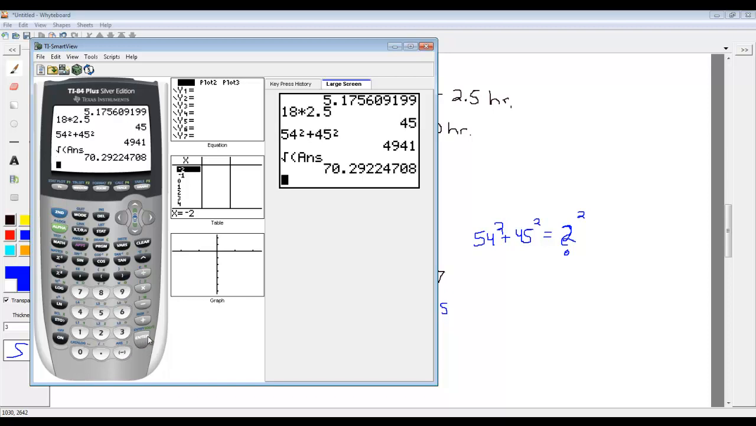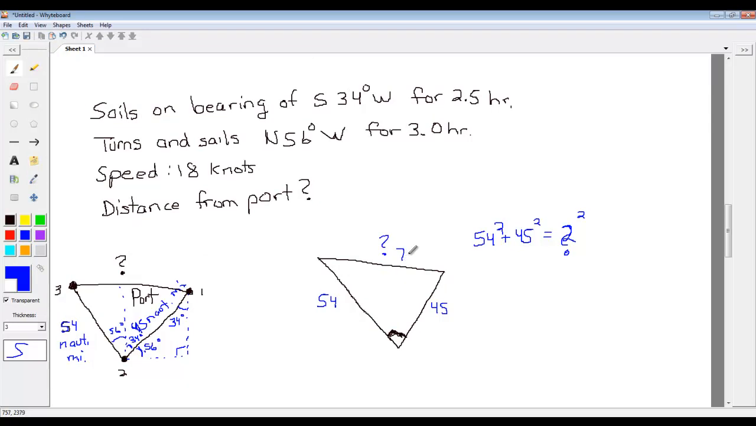Okay. Now since our numbers had two significant digits, let's just round this to 2, so 70. So we could go ahead and say 70 nautical miles from port. So there we go. So that's an example with bearing.